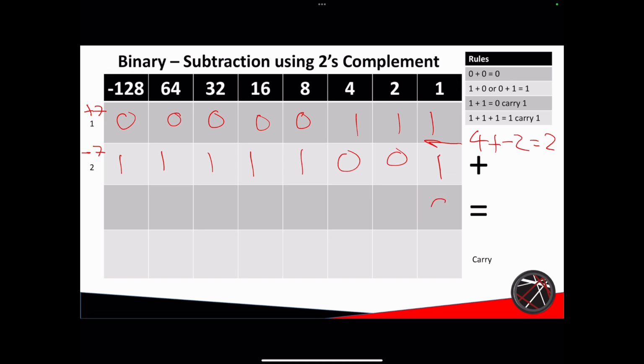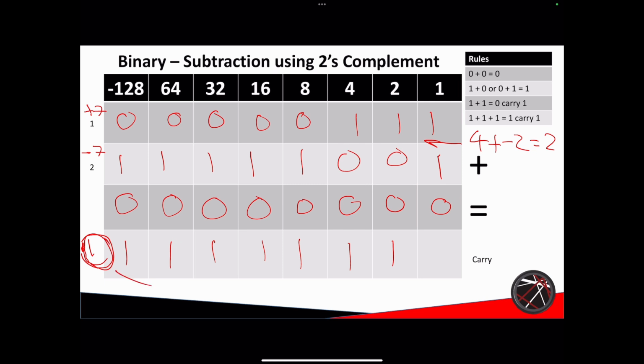So 1 plus 1 is 0, carry 1. 1 plus 1 is 0, carry 1, and so on and so on. But what we've got here is a carry. If you were listening earlier on, you'll know what that is. That's an overflow. This happens frequently in subtraction, and we just ignore it. Yeah, we can ignore that overflow.